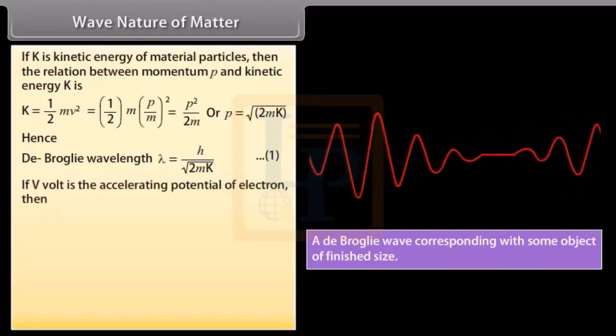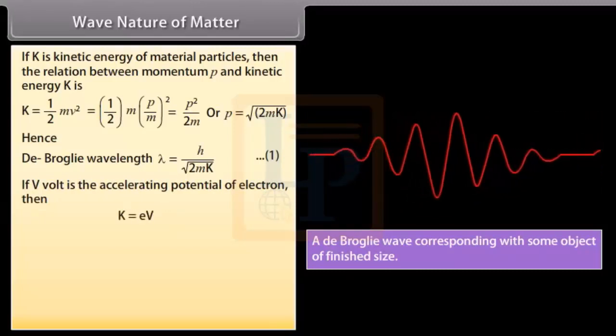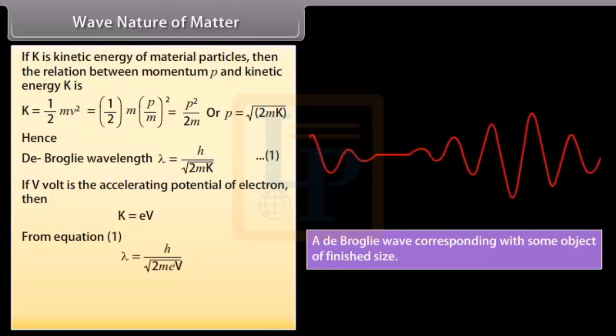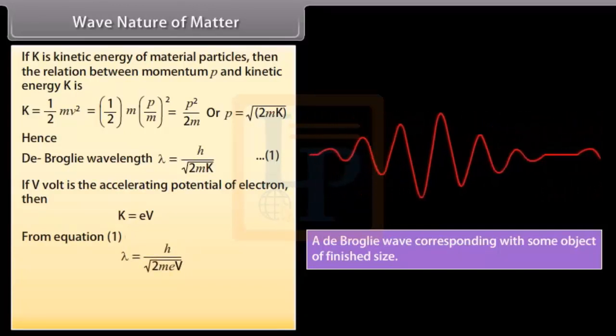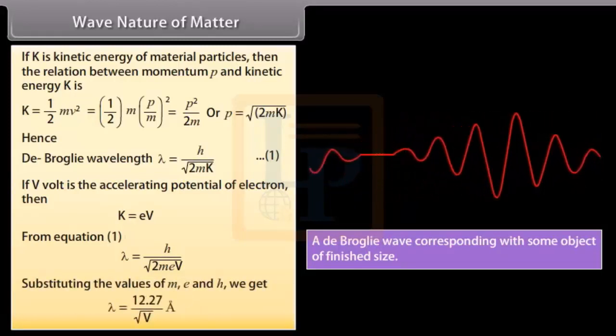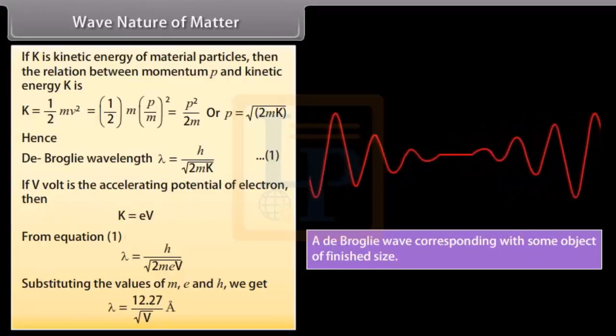If V volt is the accelerating potential of electron, then k is equal to eV from equation 1. Lambda is equal to h by square root 2meV. Substituting the values of m, e and h, we get lambda as 12.27 by square root of V angstrom.